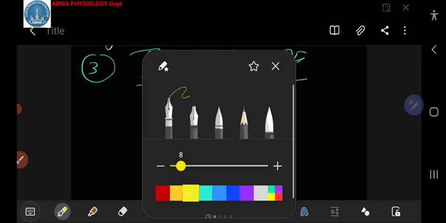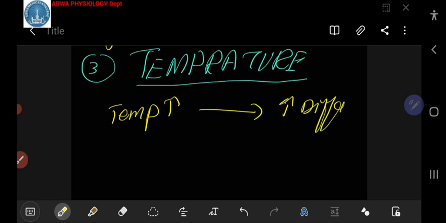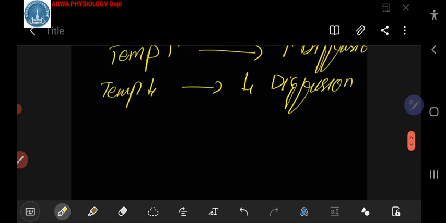The higher the temperature, there will be higher diffusion. The lower the temperature, there will be low diffusion. But why? Why is this happening? It is happening because the higher the temperature, greater would be the movement of the molecules. And the lower the temperature, the movement of the molecules will be limited or restricted. That's why.